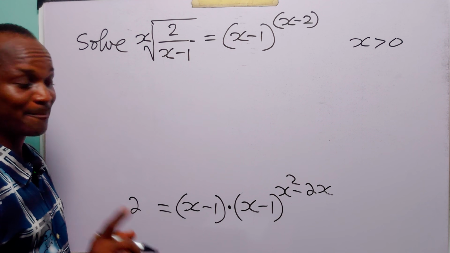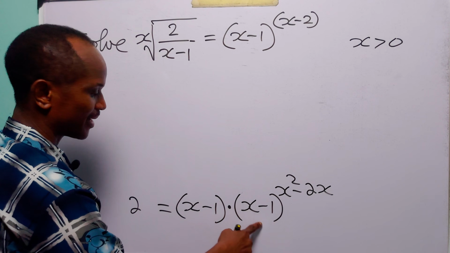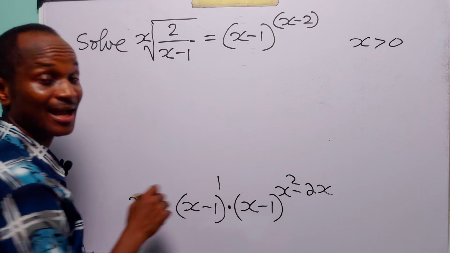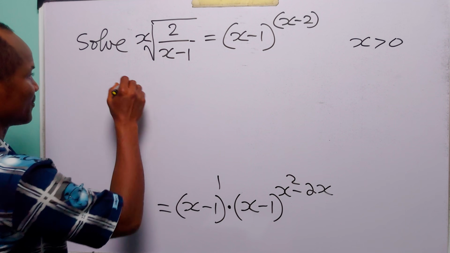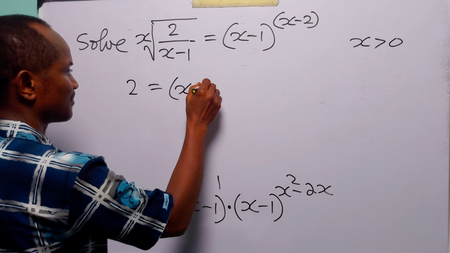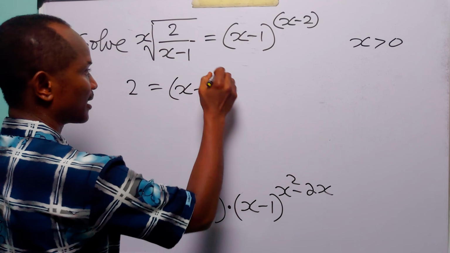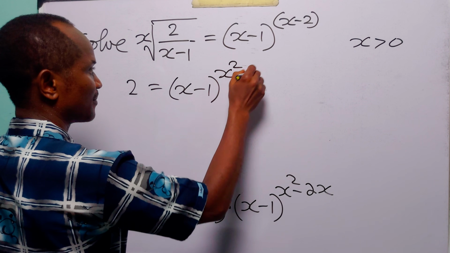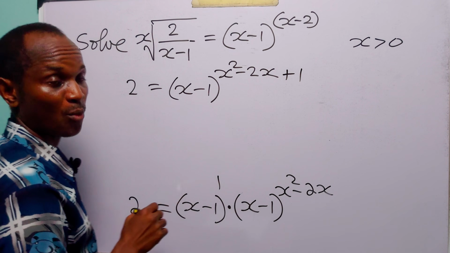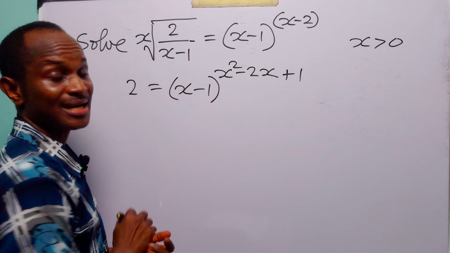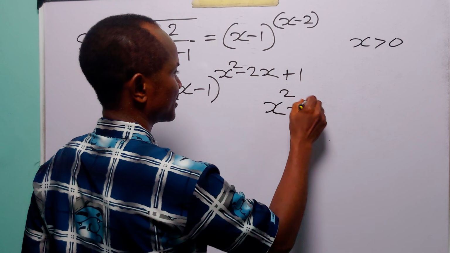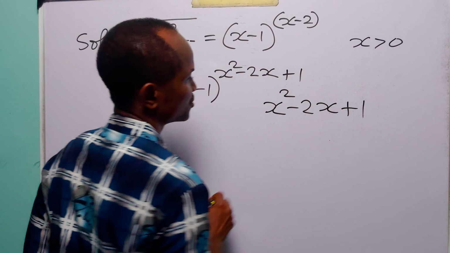And now, remember that when we multiply two numbers with the same base, all we have to do is to add their exponents. So from here, we have that 2 is equal to x minus 1 to the power x squared minus 2x plus 1. Now let us look at this exponent. We have the quadratic expression x squared minus 2x plus 1.